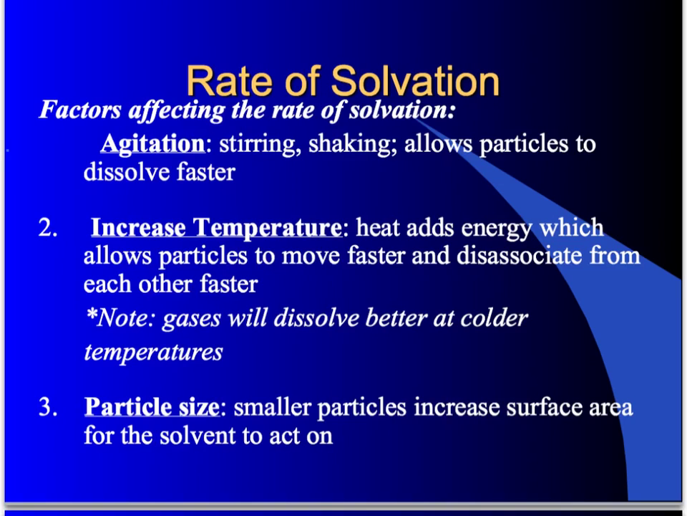There's a few factors that affect the rate of solvation or dissolving, and those are agitation, which is stirring, shaking, and that allows the particles to dissolve faster. The second one is increasing the temperature, so if you add heat, that allows the particles to move faster and dissociate from each other faster. And the third one is particle size. Smaller particles increase the surface area for the solvent to act on and to dissolve that solute.